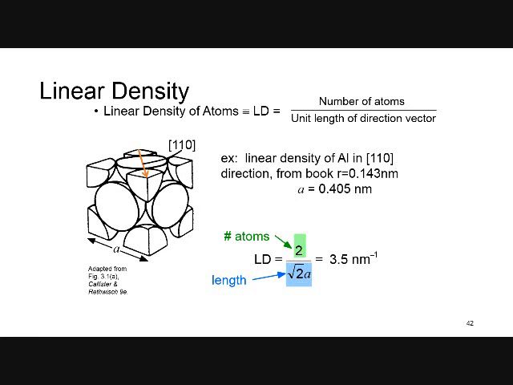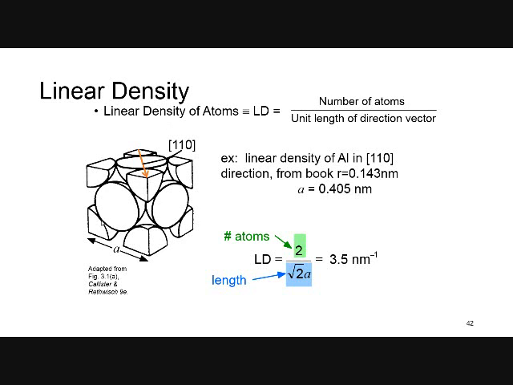Now we move to another property, which is linear density inside the unit cell. The linear density is actually the number of atoms along a line divided by the unit length of the direction vector. So we take the length of the vector into consideration, and then we take the number of atoms in that direction into consideration, and then we divide them by each other, and that's the linear density.